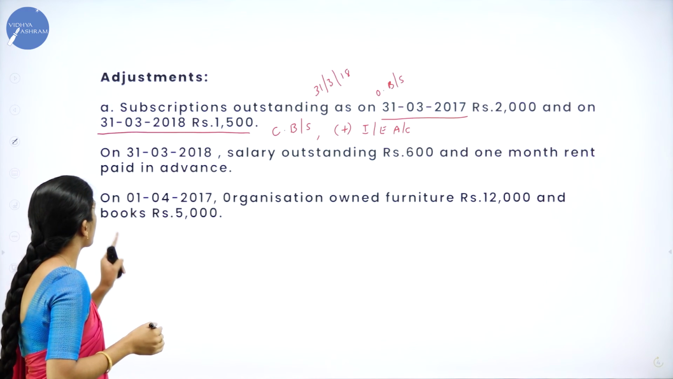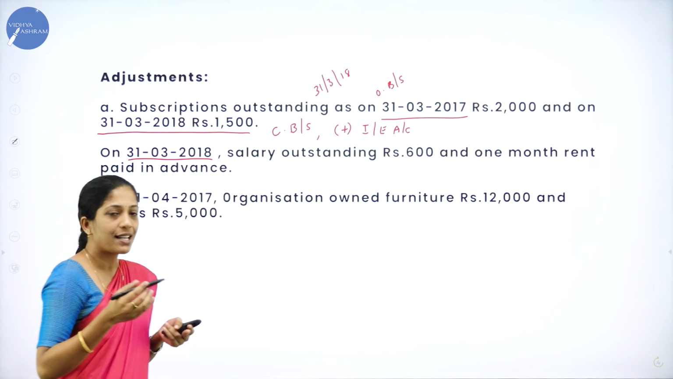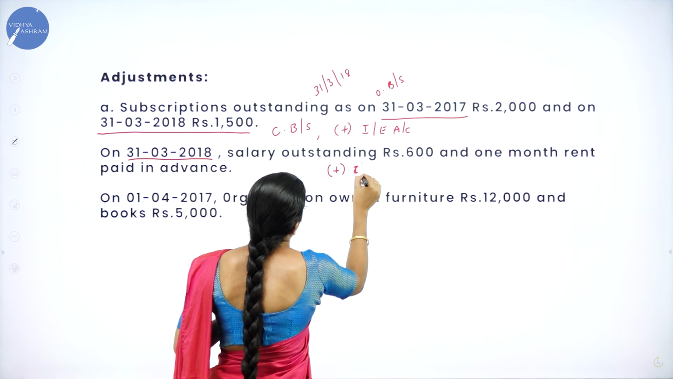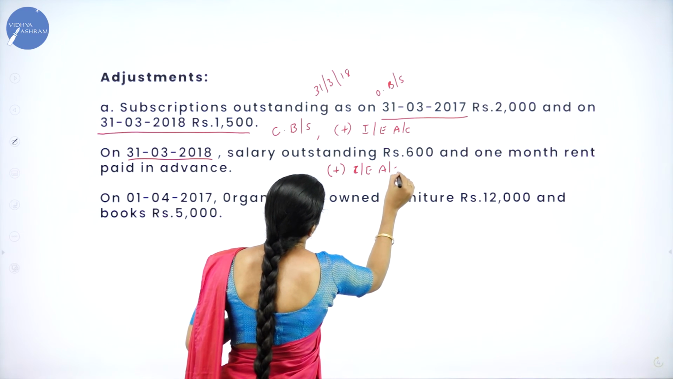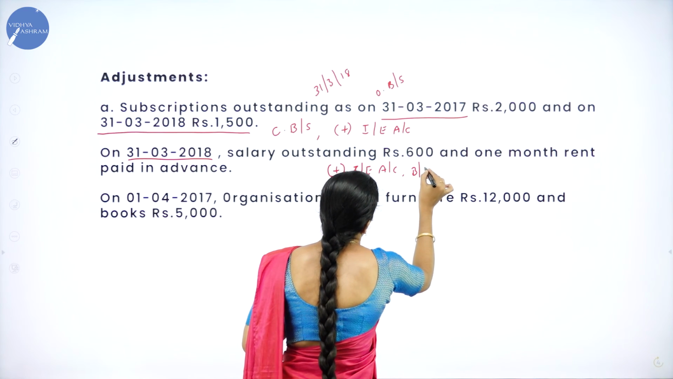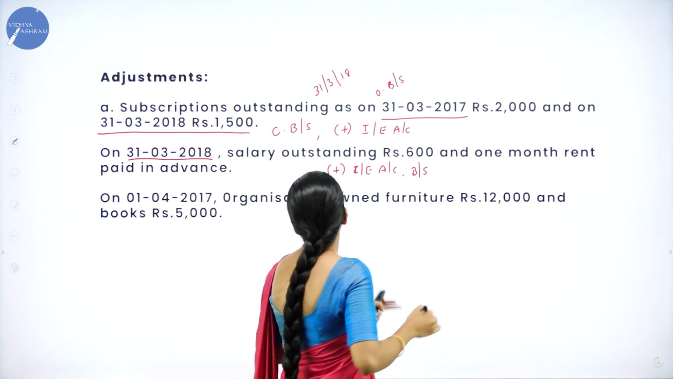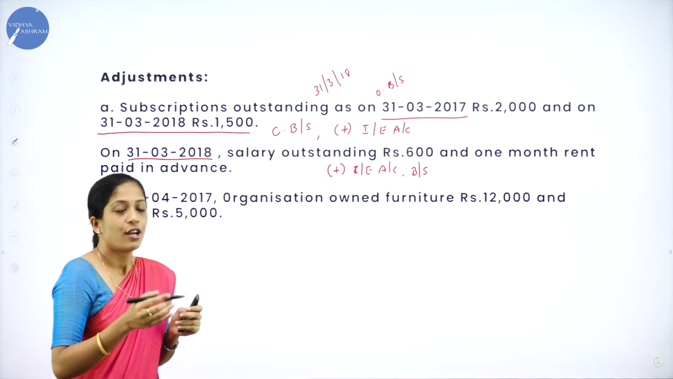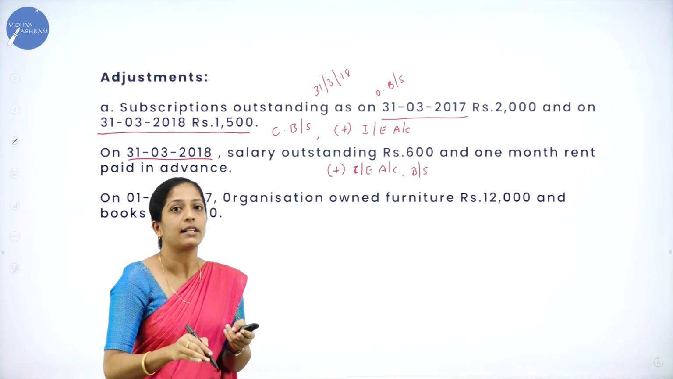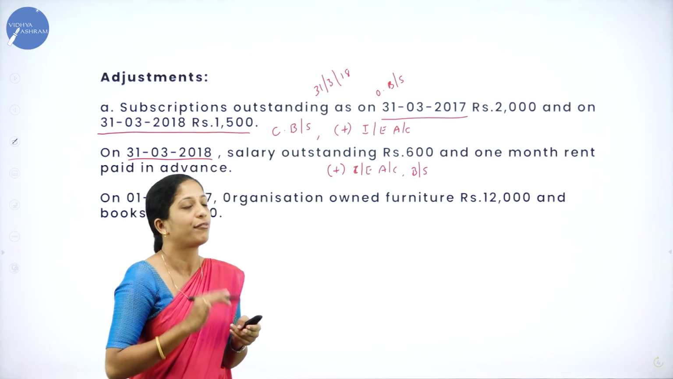And the second adjustment is on 31st March 2018, that is the current year, salary outstanding rupees 600. So, how are we going to show it? We have to add it in the income and expenditure account, and we have to show it on the liability side of the closing balance sheet. And 1 month rent paid in advance. So, if there is any outstanding of the current year, we have to add. If any expense or income is paid in advance, we have to deduct.